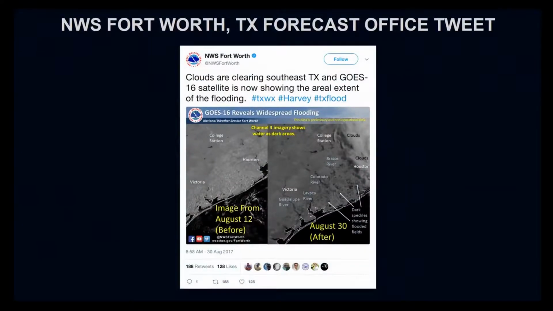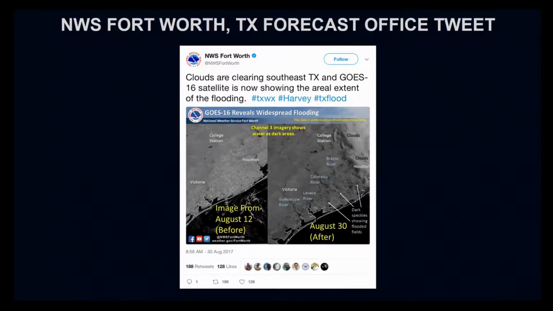So this is what got us started, really taking a deep dive into GOES during the middle of the event. This tweet came from the weather office in Fort Worth. So Ted Ryan put this together, and this is what got me really thinking about how we might be able to apply GOES to our river forecasting operations.